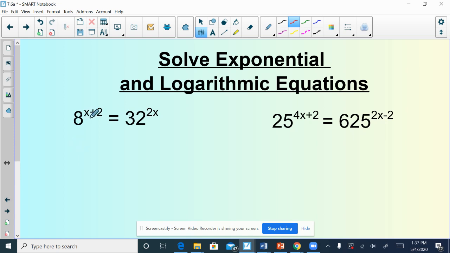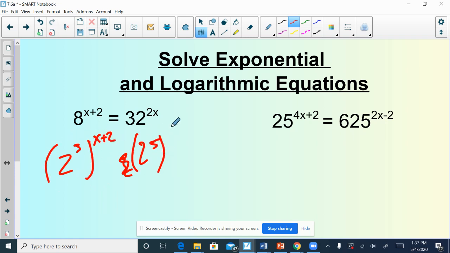This one, both 8 and 32 could be written as 2 to a power, right? 2 to the third, and 2 to the 5th. So this would be to the x plus 2. And this would be 2 to the 5th to the 2x. And both of these could be written with the base of 5.